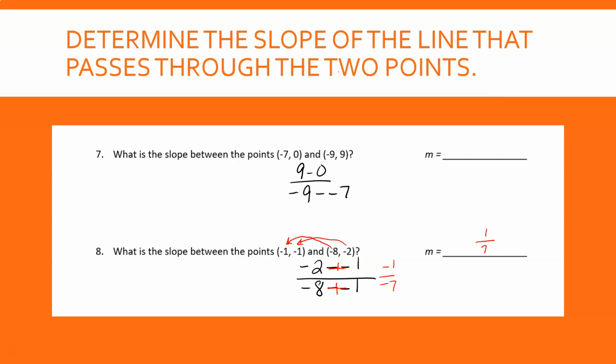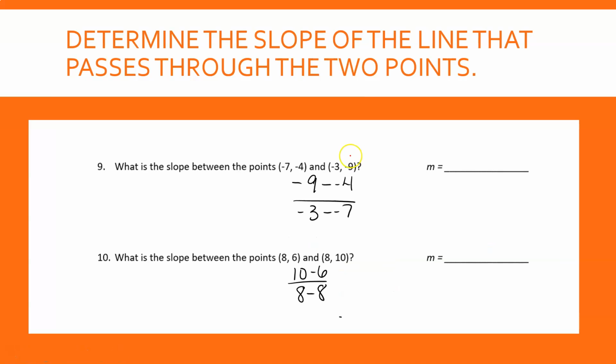All right, moving on. Number 9. I have -9 minus -4, so this becomes plus. I have -3 minus -7, that becomes a plus. So I have -9 plus 4, which is -5, and I have -3 plus 7, which is 4. So this stays negative, and it's -5/4.